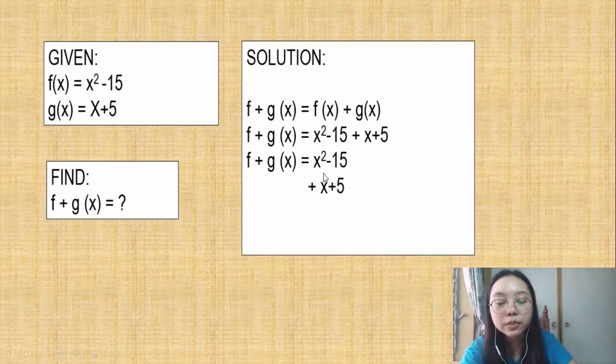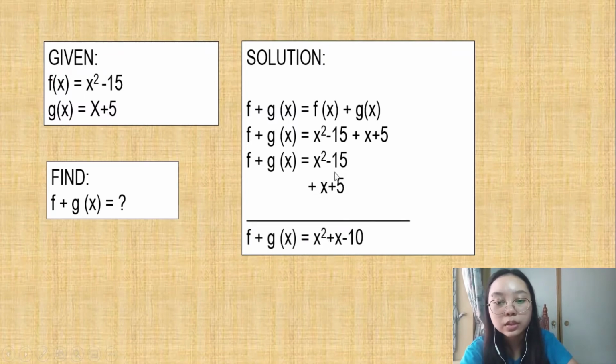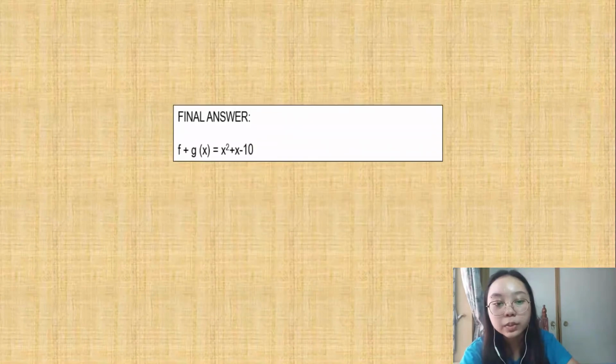By the way, you can add it vertically if it is more convenient for you, and you may also start adding to the left or to the right. So we have x squared plus x plus negative 15 plus positive 5, which is equal to negative 10. Why did we come up with a negative answer? It is because we performed the KCC method, or the keep change rule. The rule in integers is we are going to copy the sign of the number which has a higher value. So the final answer will be x squared plus x minus 10.